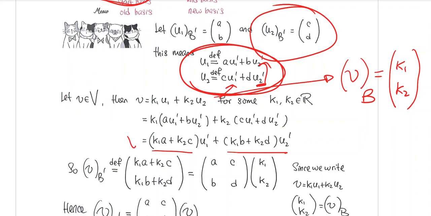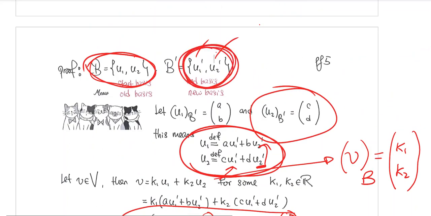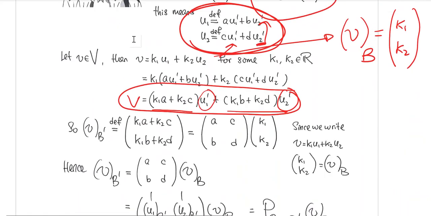Which means that, again, this is also critical. Now, this is the V. And if you can write V as something multiplied by U1 prime plus something multiplied by U2 prime, and your U1 prime and U2 prime are vectors in this basis, then this is actually the coordinates of the same V with respect to B prime. Why? This is the basis B prime, right? So the same vector V, if you write the coordinates with B prime, will be this.